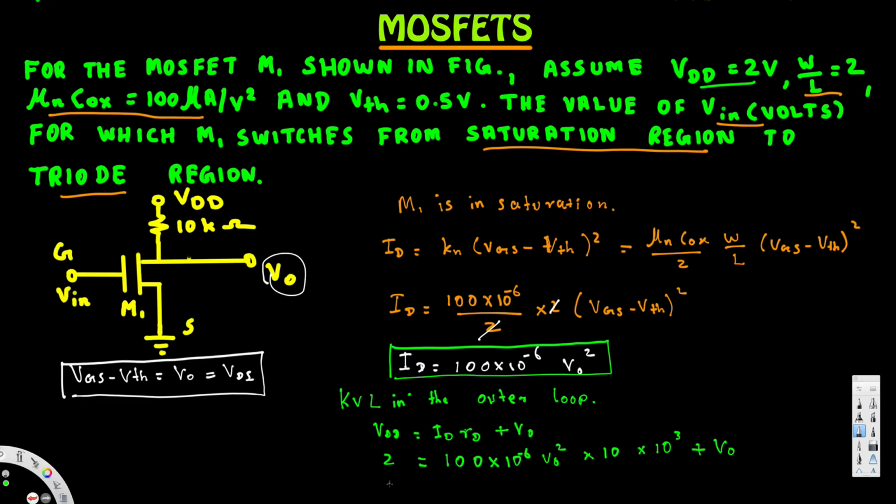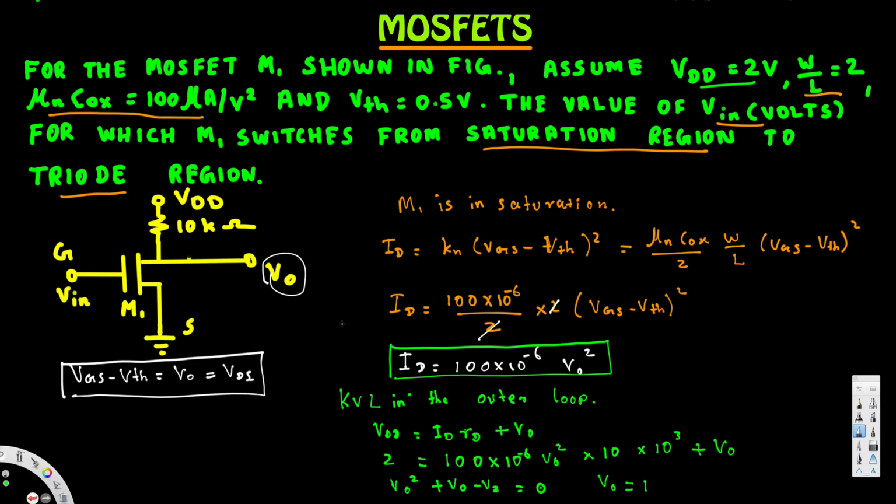Let's simplify this and see what we get. If you multiply these two, this is going to be 10 to the power of minus 3 times 100, which is 10 to the power of minus 1. Finally, when you simplify, this 10 and 10 to the power of minus 1 cancel, so all the zeros and everything cancel. We are only left with VO squared plus VO minus 2 equal to 0. From this, if you solve for VO, you will get 1.